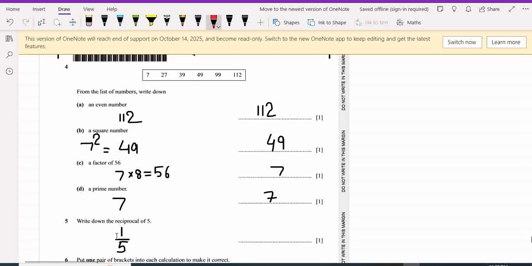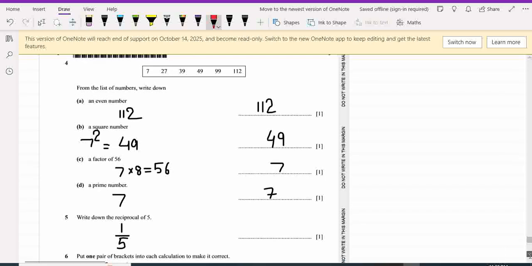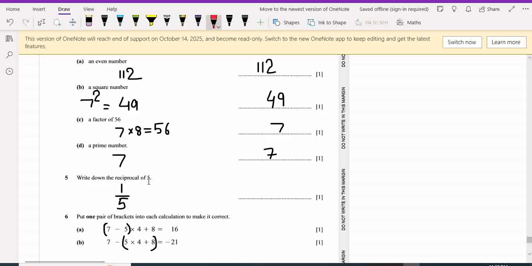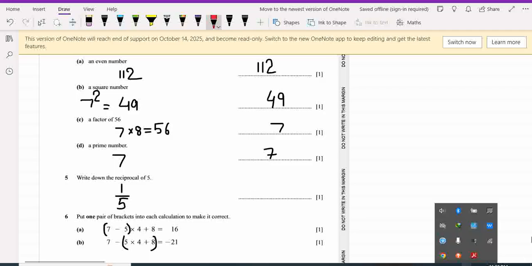Next is, write down the reciprocal of 5. A very easy question. The reciprocal of any number is 1 over that number. If it is x, the reciprocal of x is 1 over x. So the reciprocal of 5 is 1 over 5. So 1 over 5 is the answer of this question. Okay, get it? Very easy.